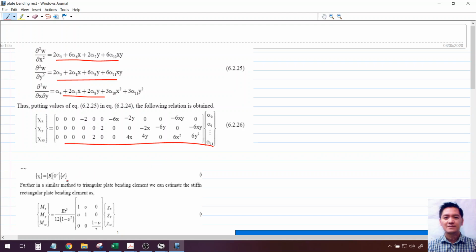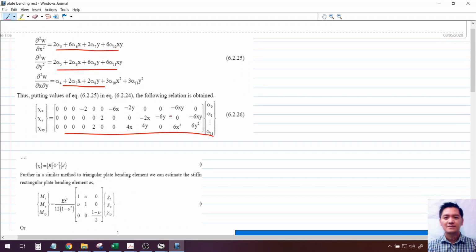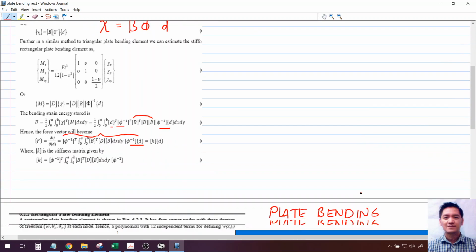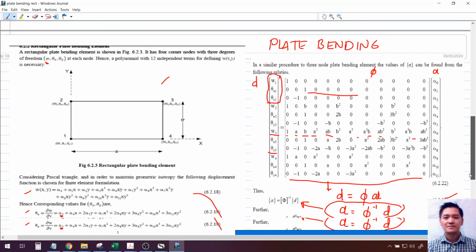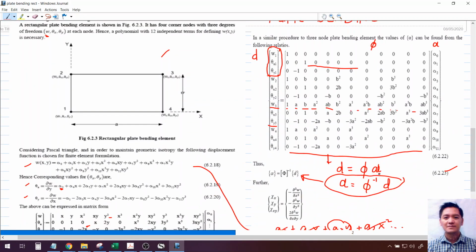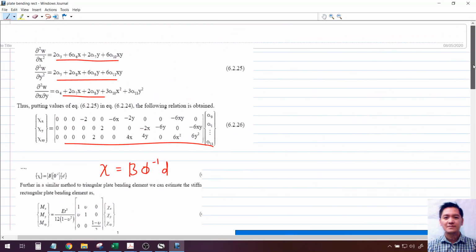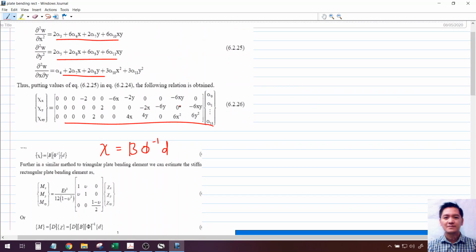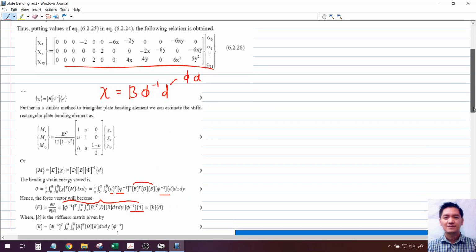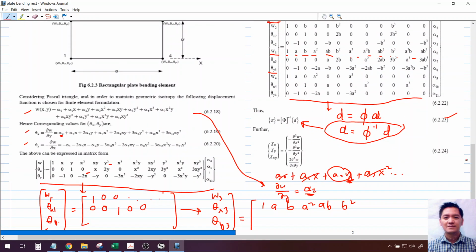Okay. And, parang sa beam ulit, curvature is B phi inverse D. Right? Now, we know earlier that D is phi alpha. Okay? Substitute natin yan. D is phi alpha. Yan. Okay?